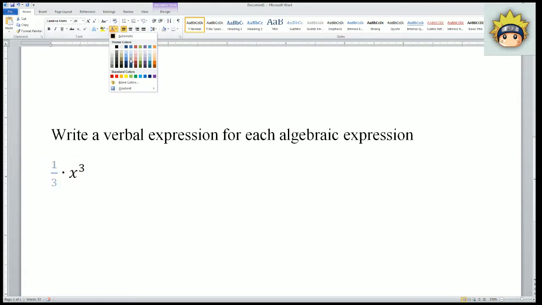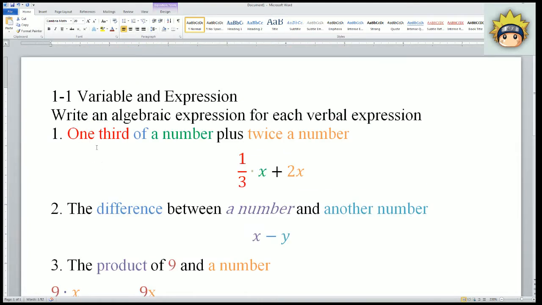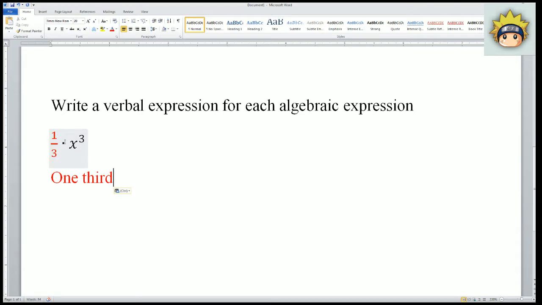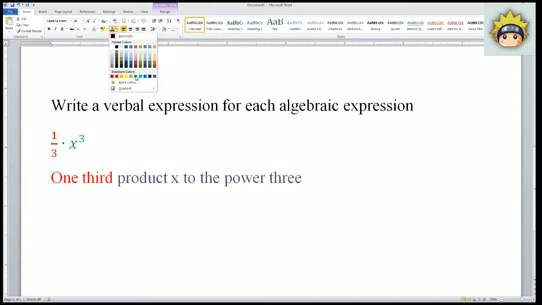What do we call that? 1 over 3. Some people say it like this. We call it 1/3. So let's just use that. That's a good one to start with. The red part, 1/3. What is this dot referred to? That is the multiplication. So we call that product. You could also call that times if you want. I think I left that the color purple here. And what do we call this? X to the power 3. Some people call that x to the power 3. I can make this here green. That is x to the power 3.